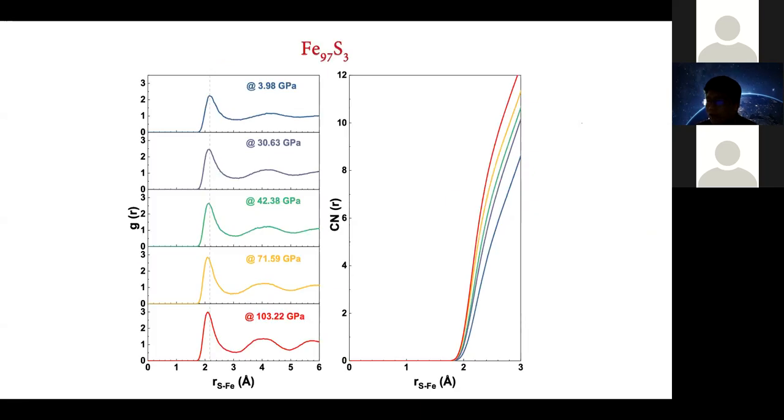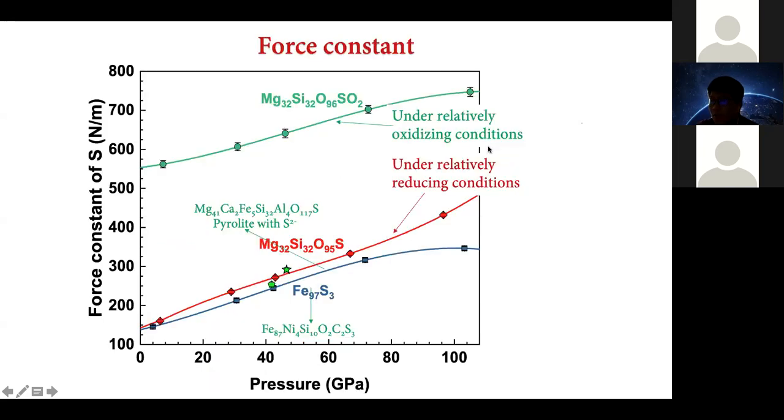In metal melt, the sulfur is bonded to iron with a sulfur-iron distance of about 2.1 angstrom, and the coordination number increases with pressure. Here the blue line is low pressure, about 4 GPa, and the red line is about 100 GPa. Then we calculated the force constant of sulfur in this melt.